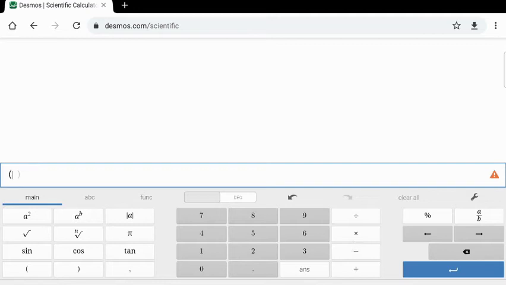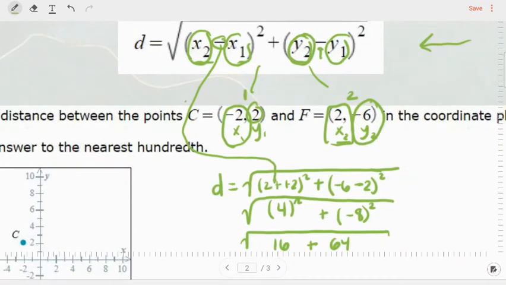So how do I get it to give me the right answer? I need to put any negatives in parentheses. (-8) squared is 64. So just be aware that that's a problem you may run into. If you get a question wrong, double check that you put that negative in parentheses.